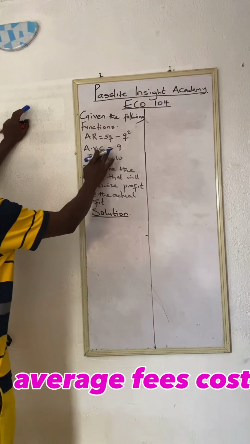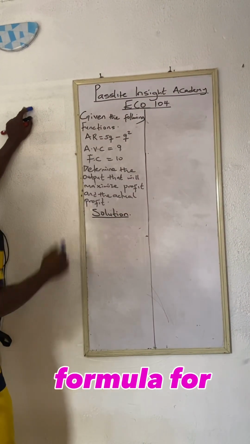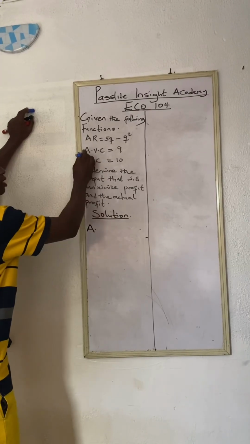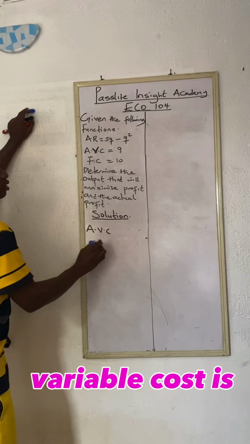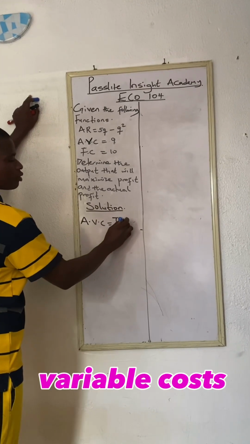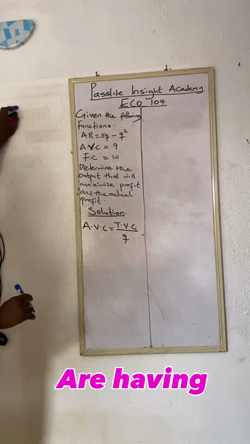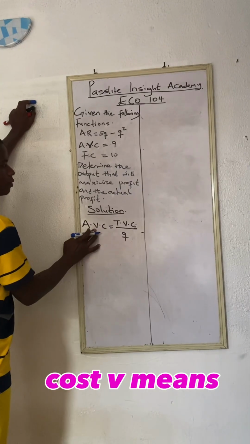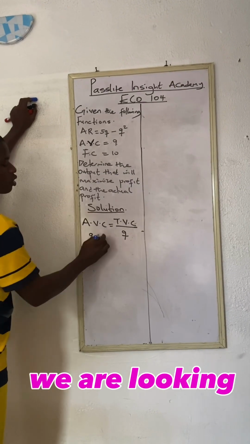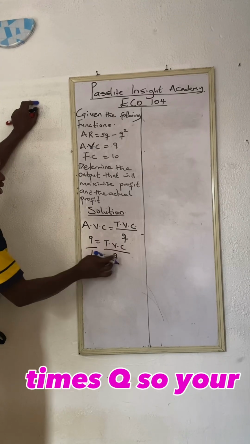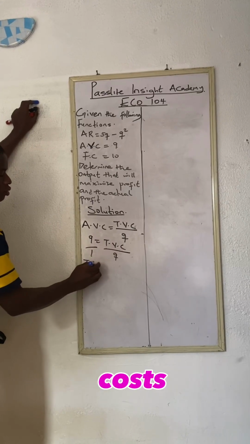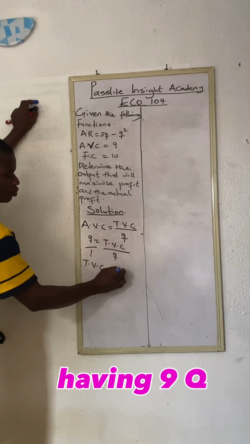We're having average variable cost. What is the formula for average variable cost? Average variable cost is equal to total variable cost all over quantity. So that is what we're having. V means variable cost. We are having 9. We are looking for total variable cost all over Q. So cross multiply, 9 times Q. So your total variable cost is 9Q.